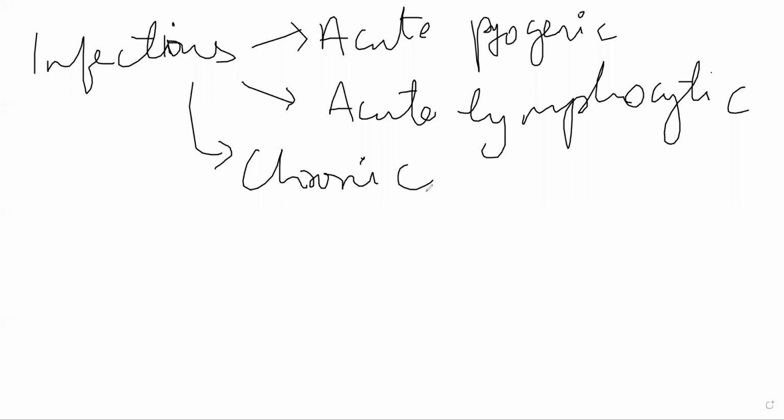Whenever it is pyogenic or purulent meningitis, it is also called acute purulent meningitis, acute pyogenic meningitis. You will see that there is infection in and around your arachnoid space, specifically near the CSF that is getting enclosed by the arachnoid space.